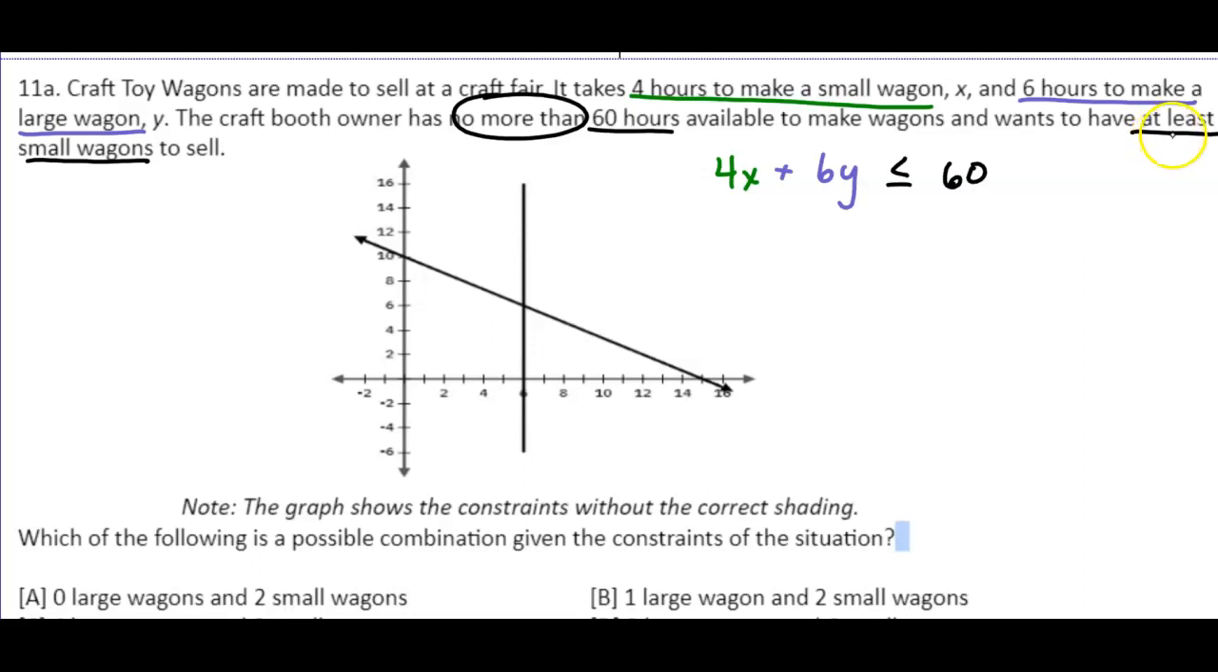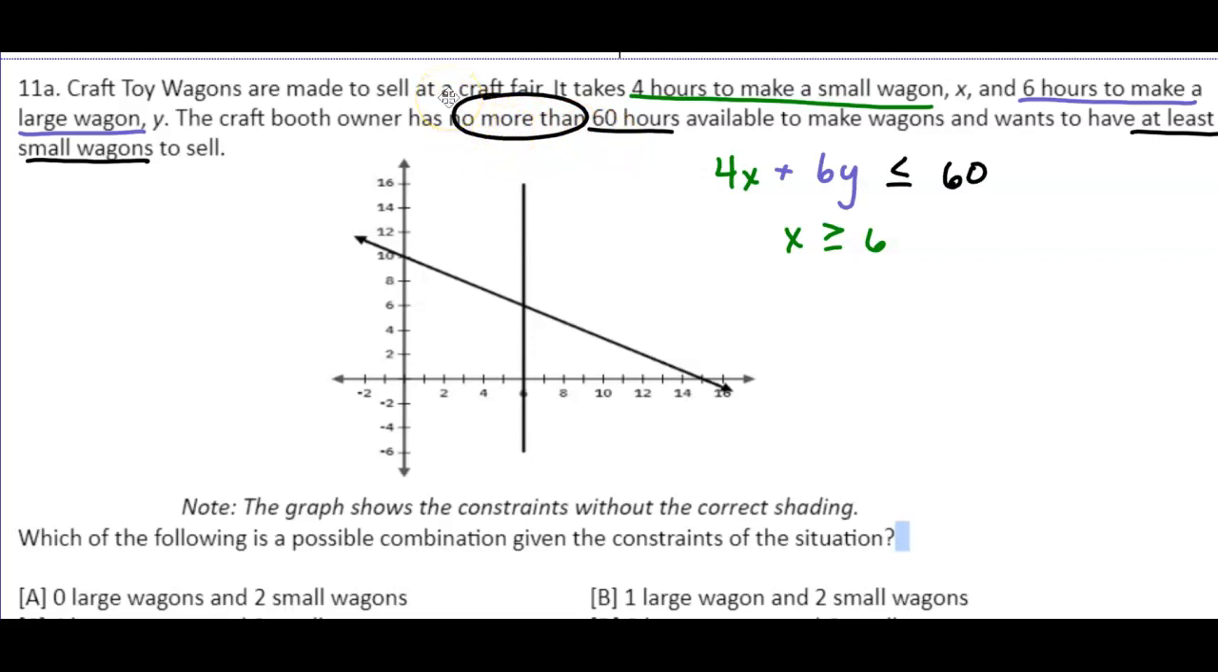Additionally, we want at least 6 small wagons. So we want X to be greater than or equal to 6. Again, at least means 6 or higher. No more than means 60 or less. So make sure those inequality symbols are correct.